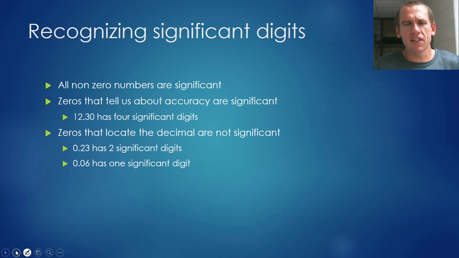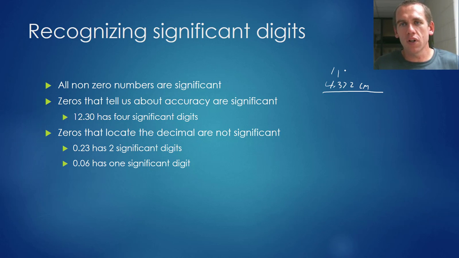Now, how do we know if a digit is significant or not? Well, all non-zero numbers are significant. If I had a measurement that was 4.372 centimeters, that would be 4 significant digits because it's got 4 digits in it, none of them are zeros. However, if I had 4.072, these would still all be significant because this 0 is telling me the value of that place. It's telling me about the accuracy of my measurement. 12.30 also has 4 significant digits. So zeros that tell us about accuracy are significant.